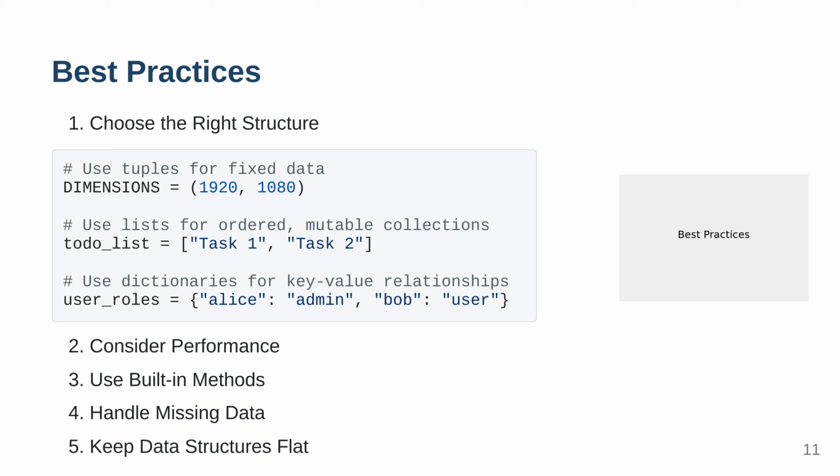Choosing the right data structure is crucial for writing efficient and maintainable code. Lists are great for ordered collections that change, tuples for fixed collections, and dictionaries for key-value relationships. Consider performance implications. Dictionary lookups are generally O(1), while list searches are O(n). Keep data structures as simple as possible. Deeply nested structures can become difficult to maintain.